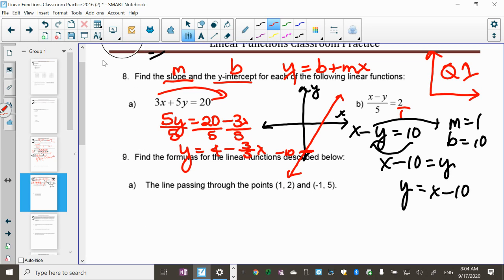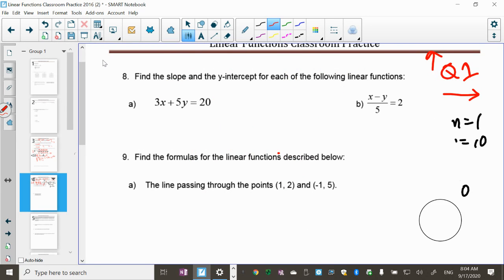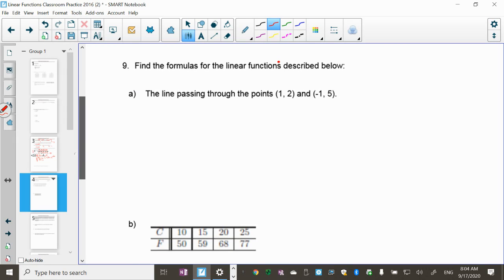All right, let's do 9. So 9, it says find the following formulas. Now, this is the level I want you to be at for the algebra, besides the rate of change for linear functions: if they give you this information, you can come up with the formula. So ready? It says find the formula of the line passing through these points.